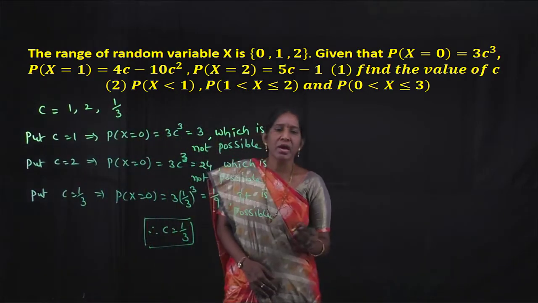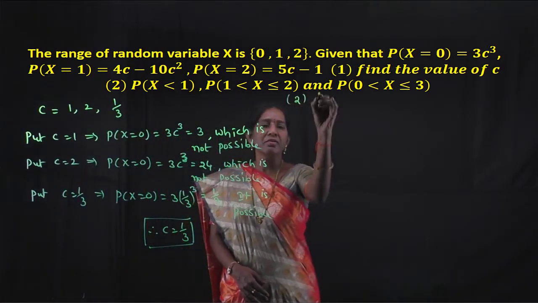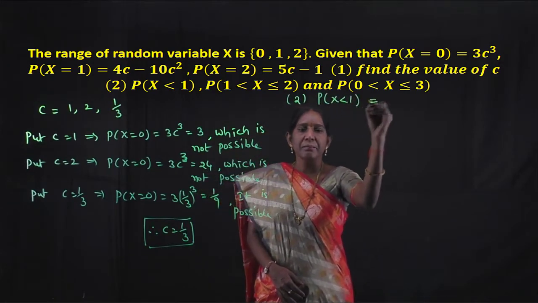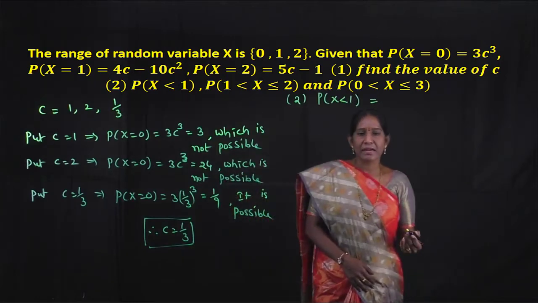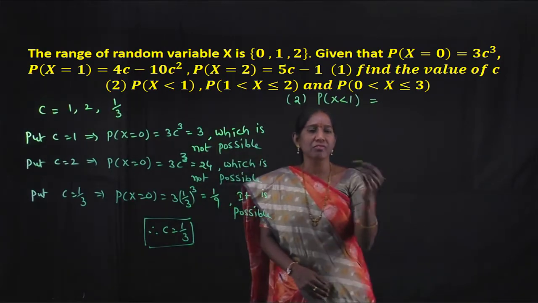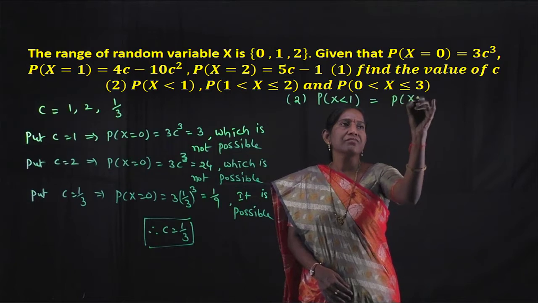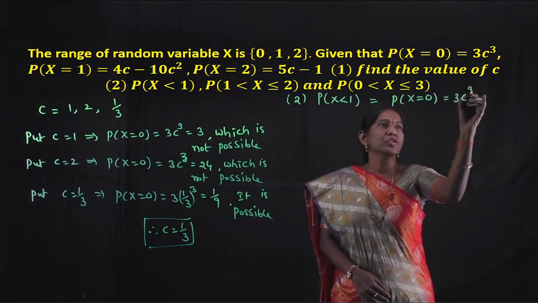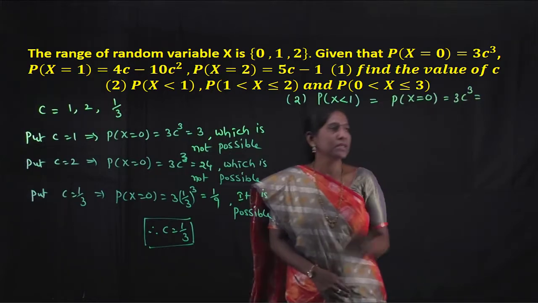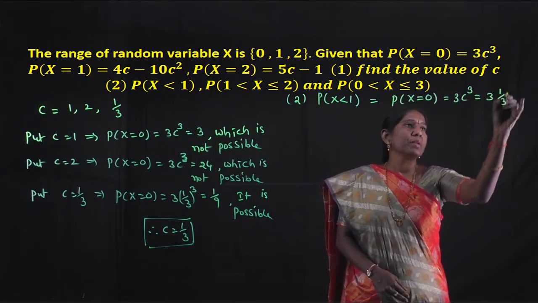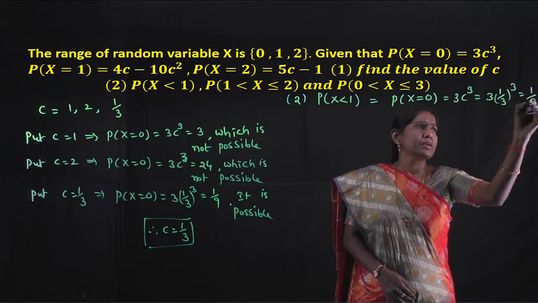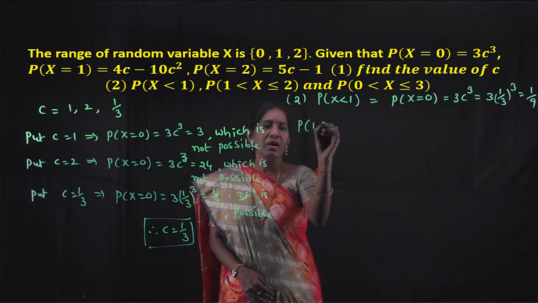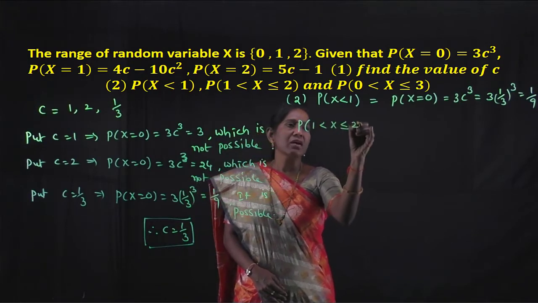And second, we have to find p of x less than 1. Given random variable range x is 0, 1, 2, then it is p of x equal to 0, that equals 3c cube, and c value 1 by 3, then 3 into 1 by 3 whole cube, that is 1 by 9. Next, p of 1 less than x less than or equal to 2.